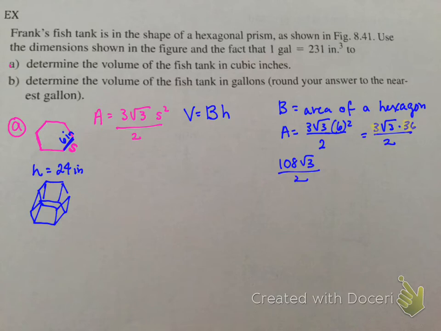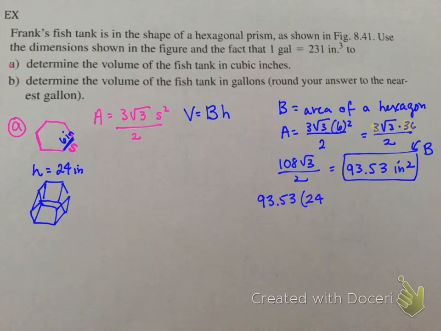On your calculator, take 108 and multiply that by the square root of 3, and then divide that by 2. When I did that, I got 93.53. Remember that's in inches squared. Now that I have the base, I'm going to multiply that value times the height, which we said was 24. I got 2,244.74. Now this is in inches cubed.